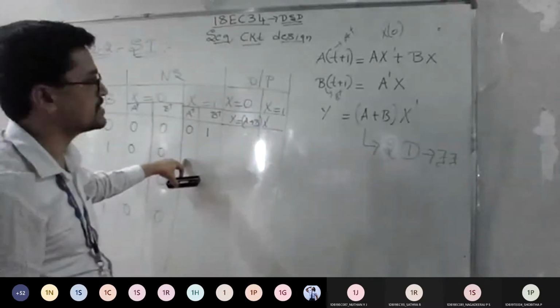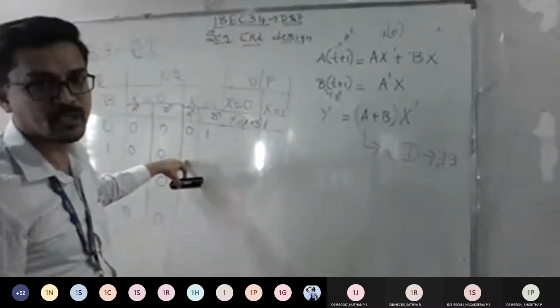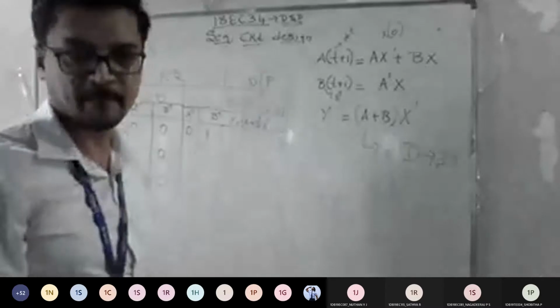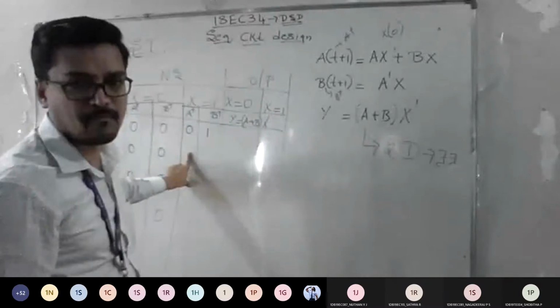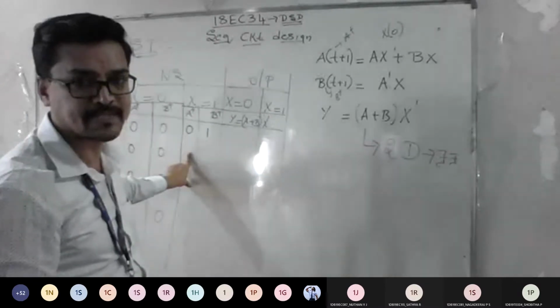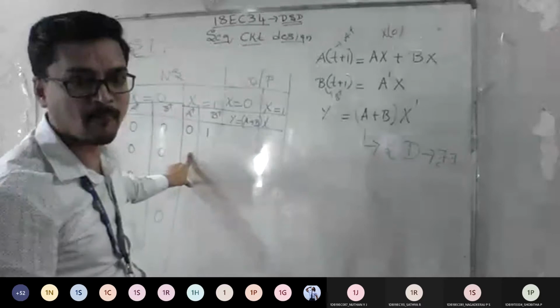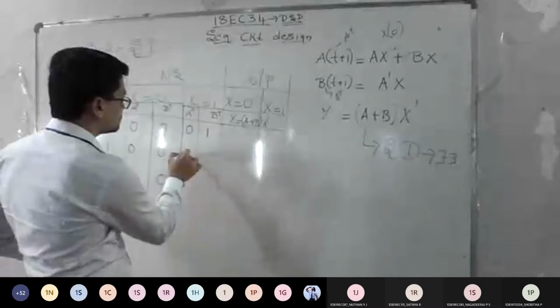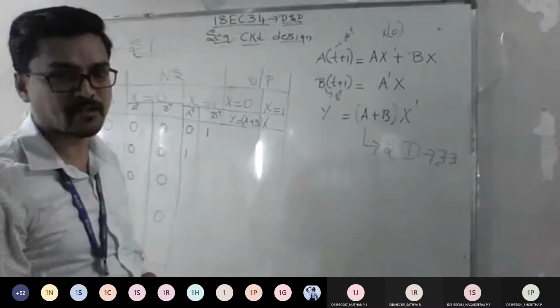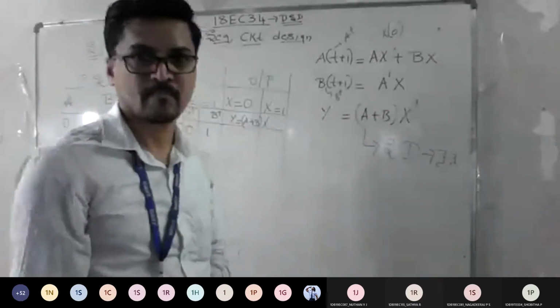For the 0, 1 category, what is the next state answer? I want you to substitute 0, 1. How much is the next state answer? A plus is 1. What about B plus? 1, sir. A is 0, becomes 1. A plus and B plus are both 1 here.